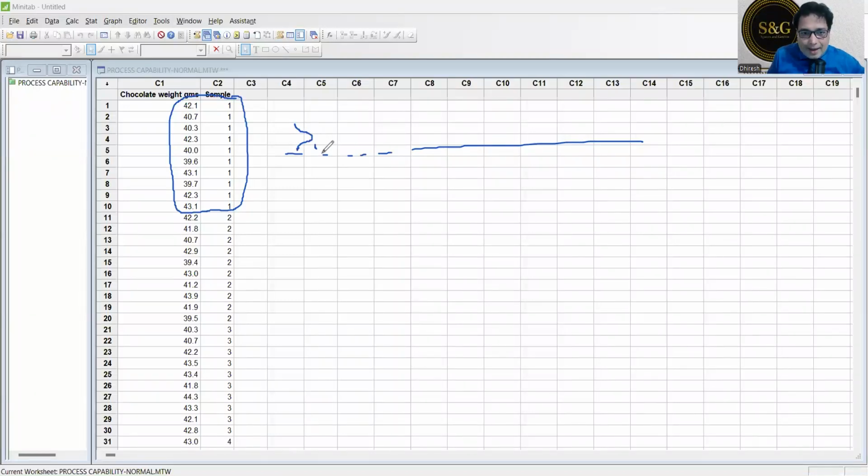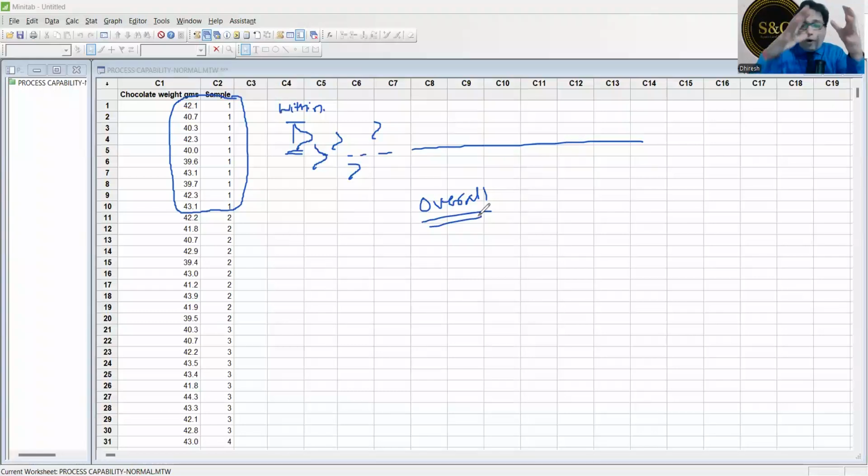Then I will plot a second sample, there will be a variation. Third sample, there will be a variation. Fourth sample, there will be a variation. Fifth, so in every sample there will be variation. This is called within variation. And what if I collect all the 120 samples together and calculate the standard deviation? That is called overall standard deviation. So within is within each and every sample, and overall is all the 120 samples together. Clear? It's called within and overall.